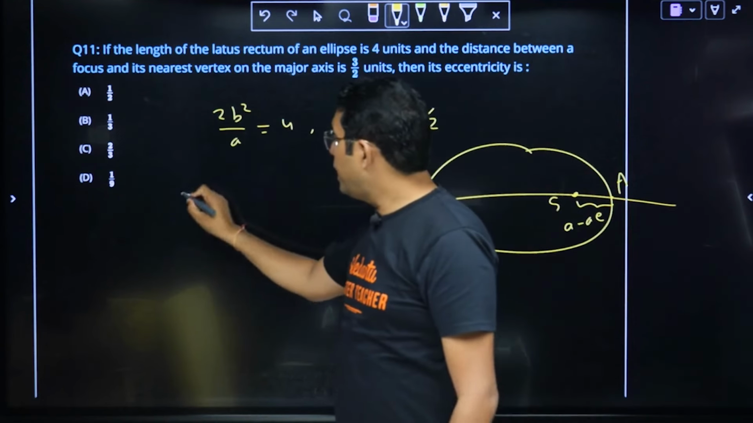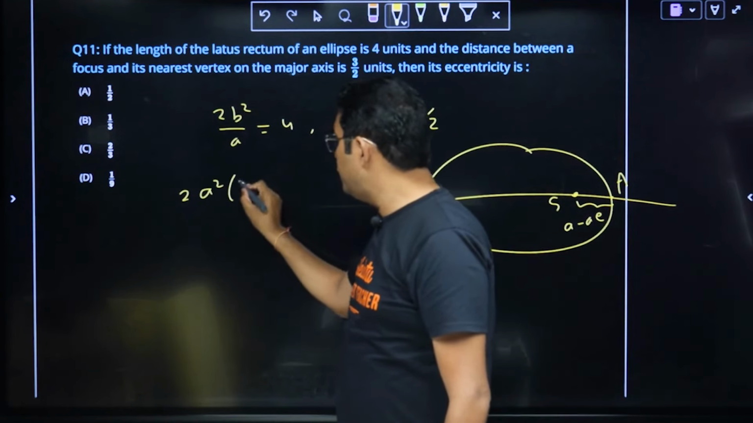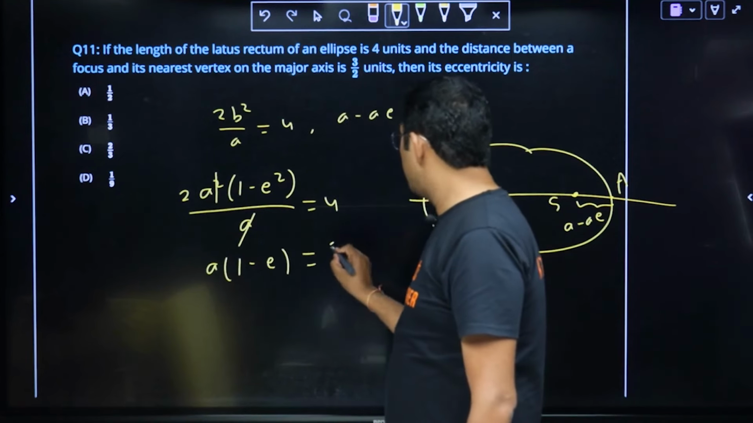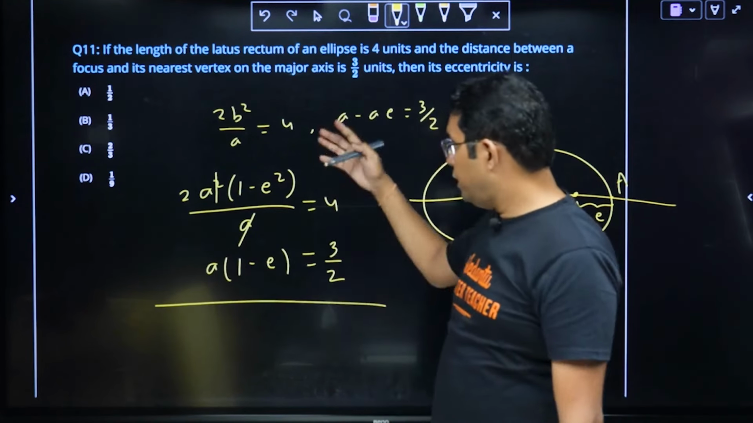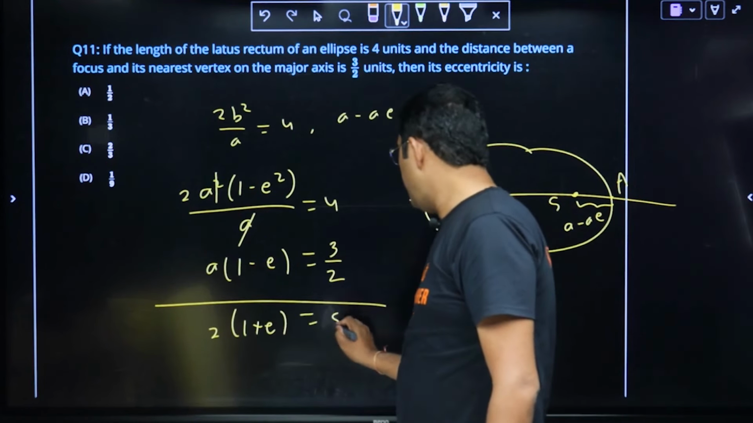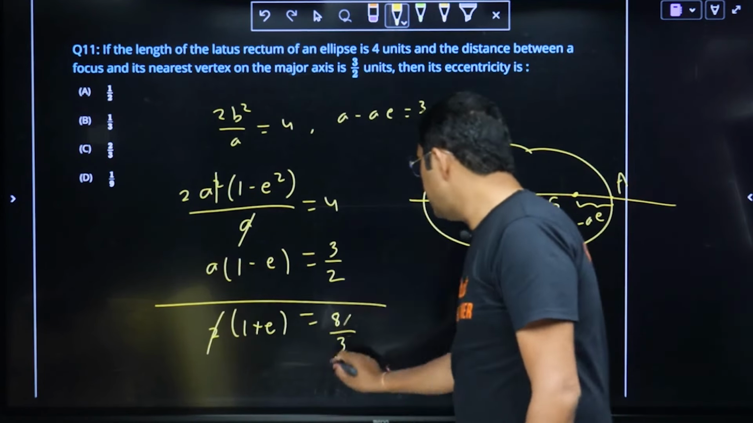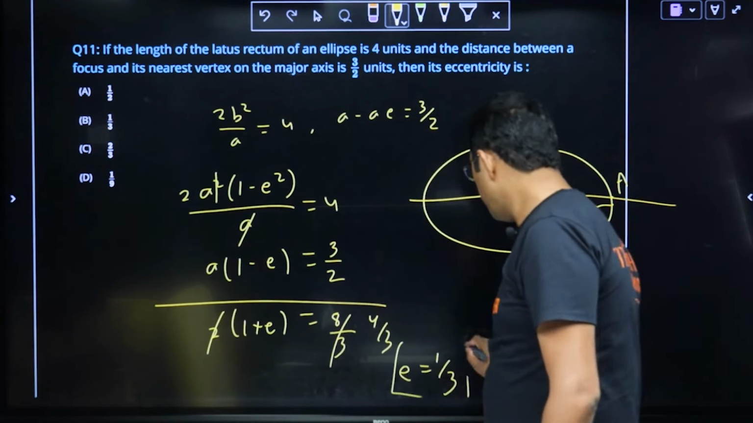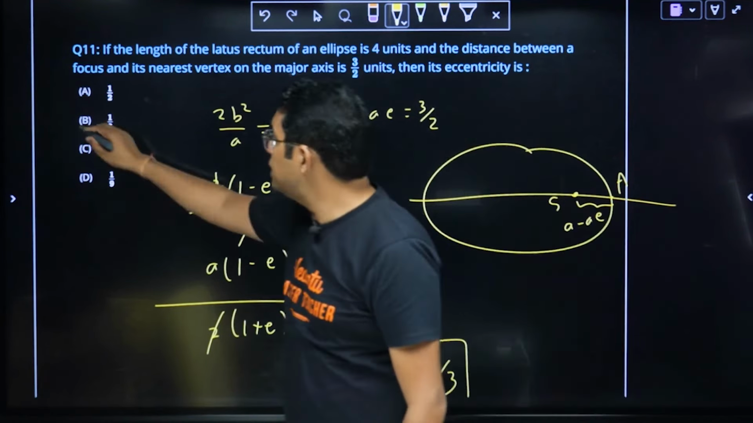From here, you can write b square as a square into 1 minus e square, so 2 a into 1 minus e square upon a equal to 4. One a will get cancelled, and this is a into 1 minus e equal to 3/2. If you take the ratio, we will have 2 into 1 plus e equal to 8 upon 3. 2 will cancel, so it is 4/3 times. The value of e will be equal to 1 upon 3. So the answer for this is B. Moving to the next question, that is question number 12.